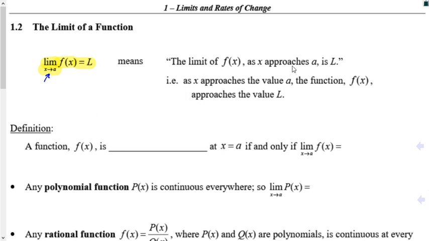Sometimes we switch it up a little bit and say the limit as x approaches a of the function is equal to L. So we use all of those phrases, just not necessarily in this order. Again, this is saying that as our x value is approaching the value a, this function is approaching the value L.